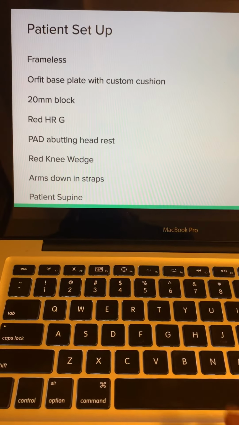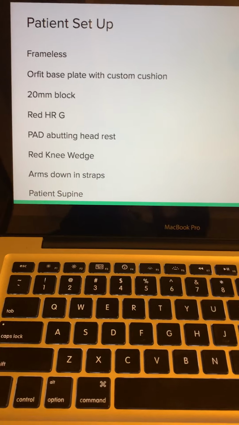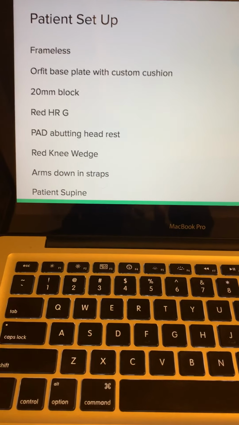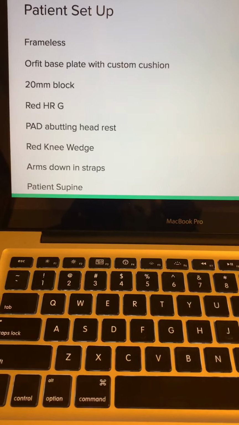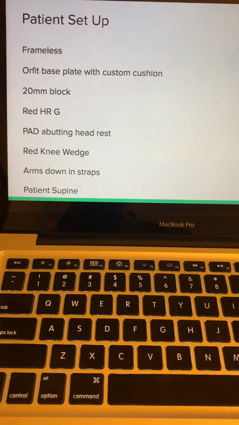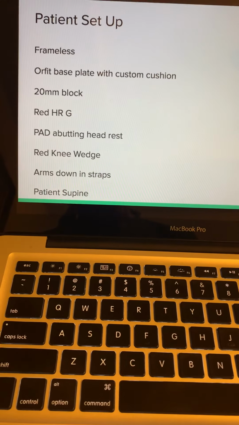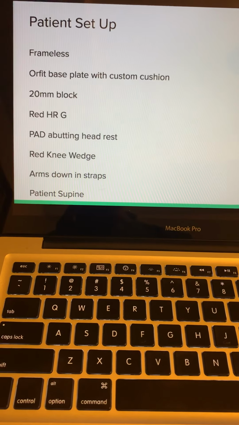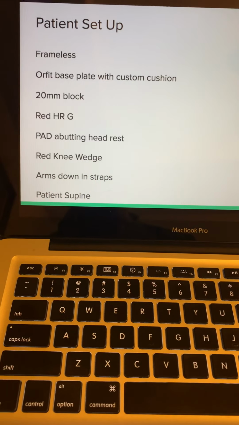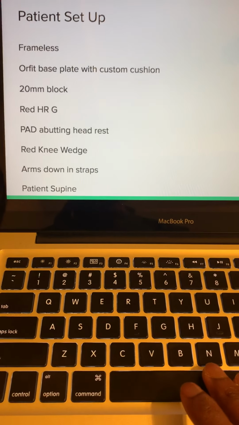The patient setup was a frameless mask, an Orfit base plate with custom cushion, 20 millimeter block, headrest G, red pad abutting headrest, red knee wedge, arms down and strap, and the patient was supine.